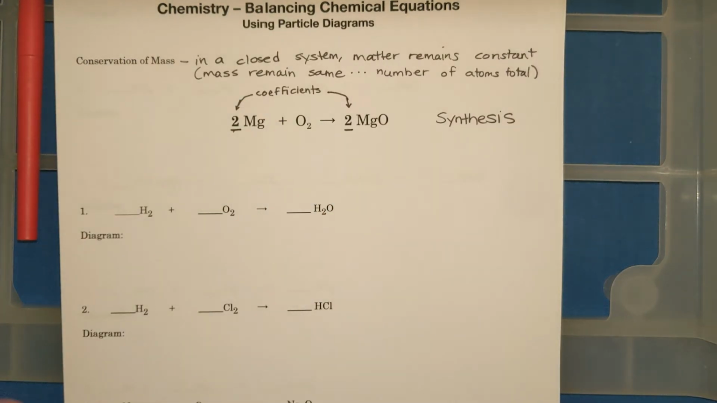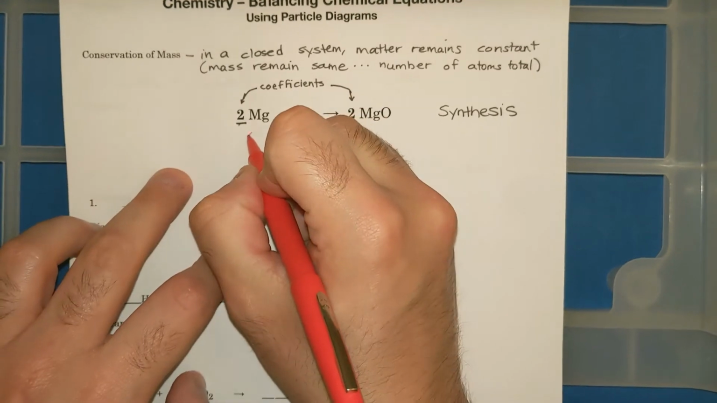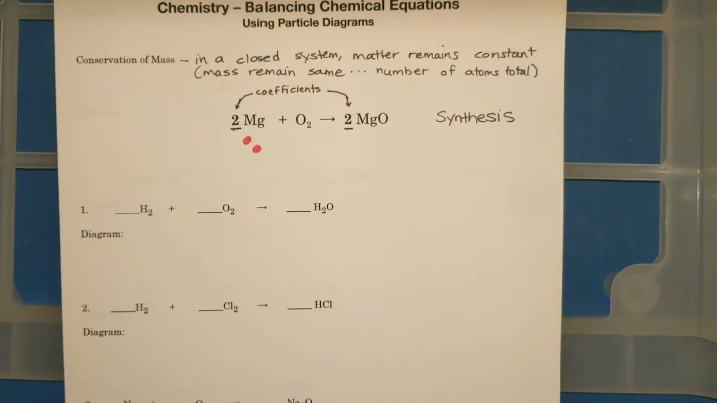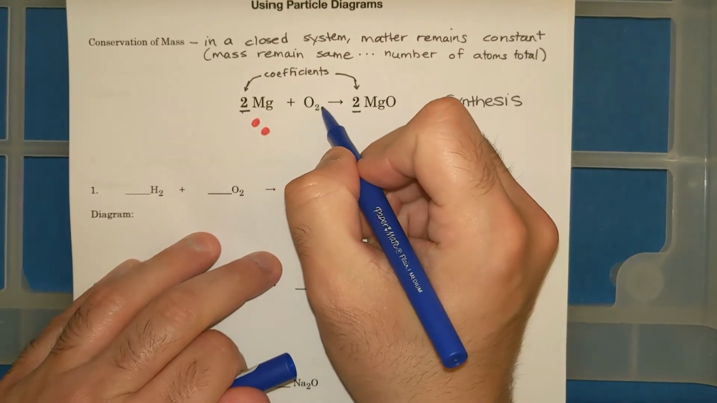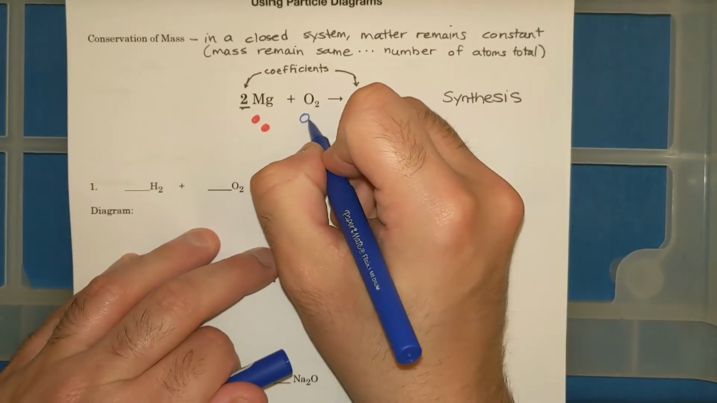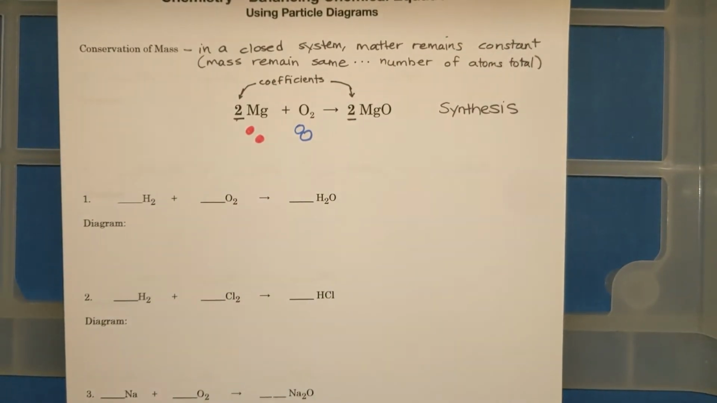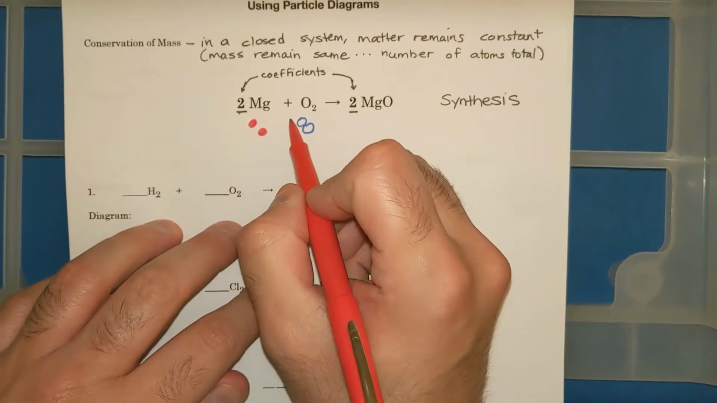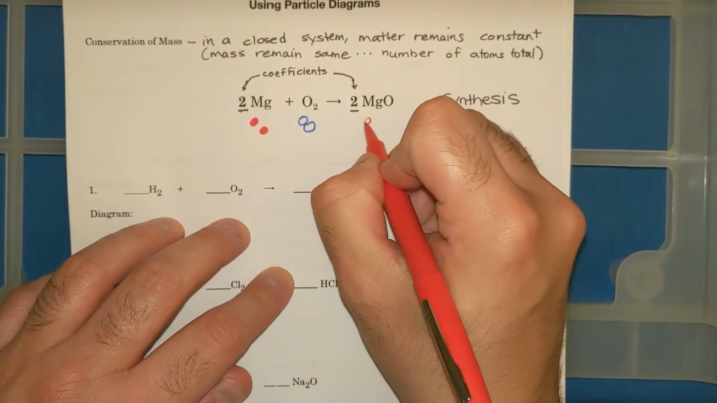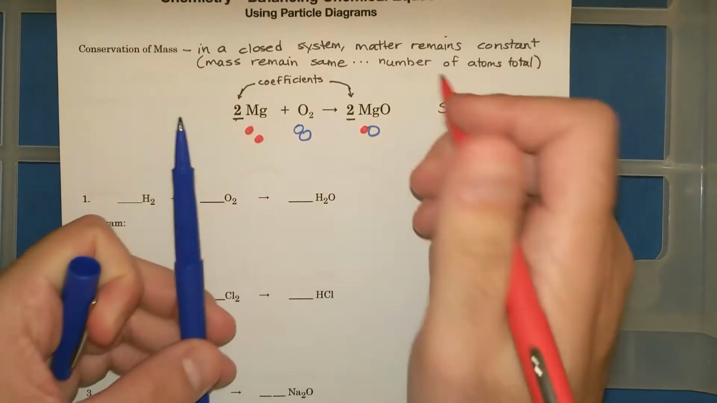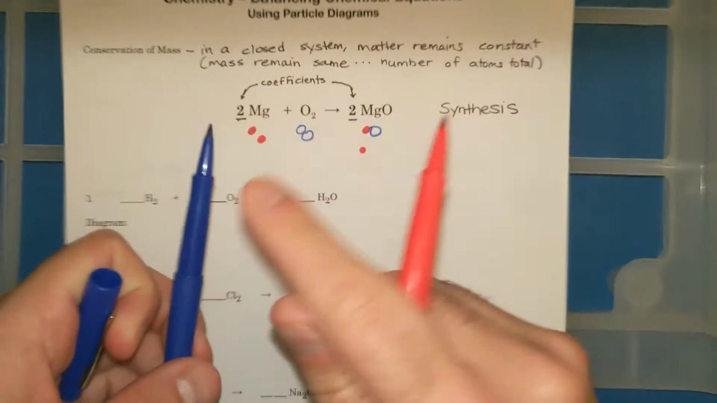And so we like to show this using particle diagrams, and I like to use different colors. So it says I have 2 Mg. It was already balanced for us, so I'm going to have 2 Mg. I'll use blue for O2. It's O2, it's a molecule. It's connected. So I'm going to just say O2. And then I have 2 MgO. MgO is going to be a red circle and a blue circle. Red, blue, red, blue.